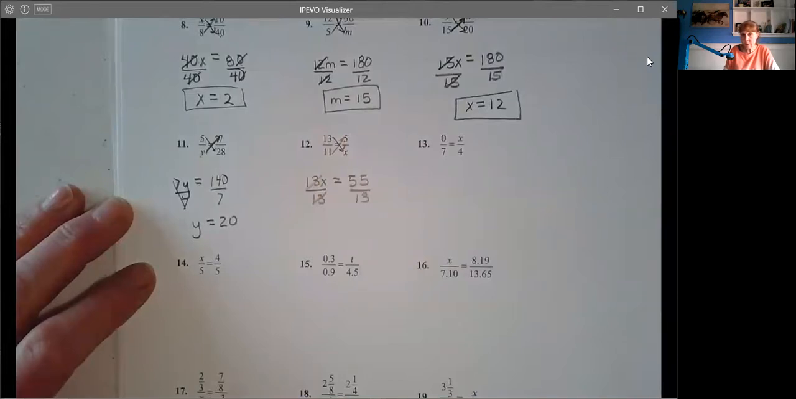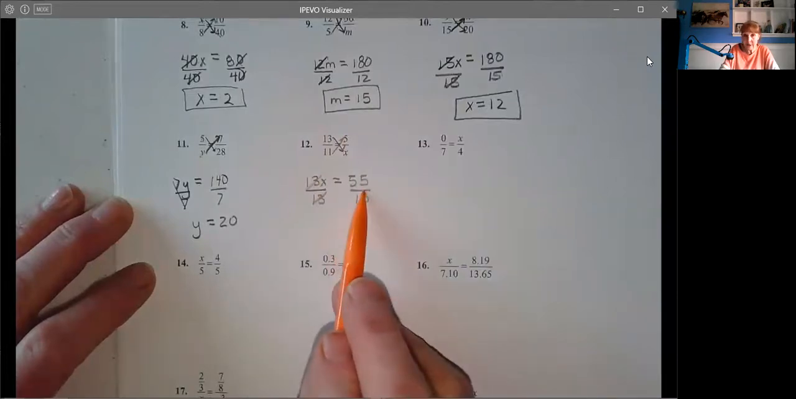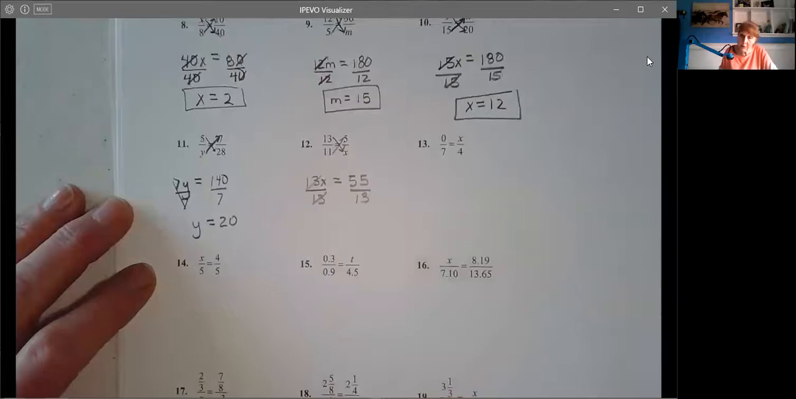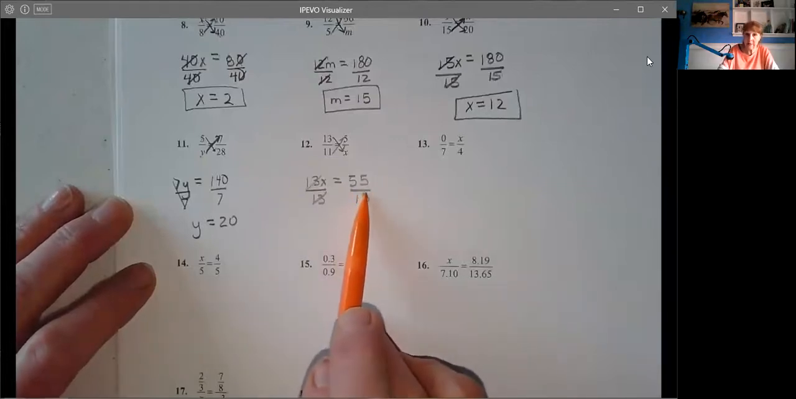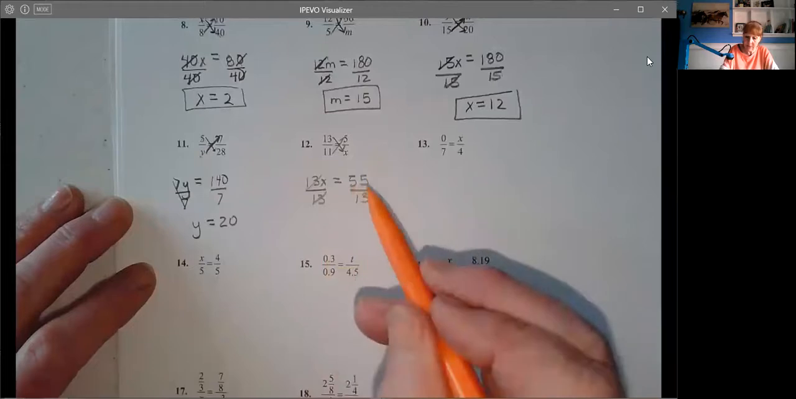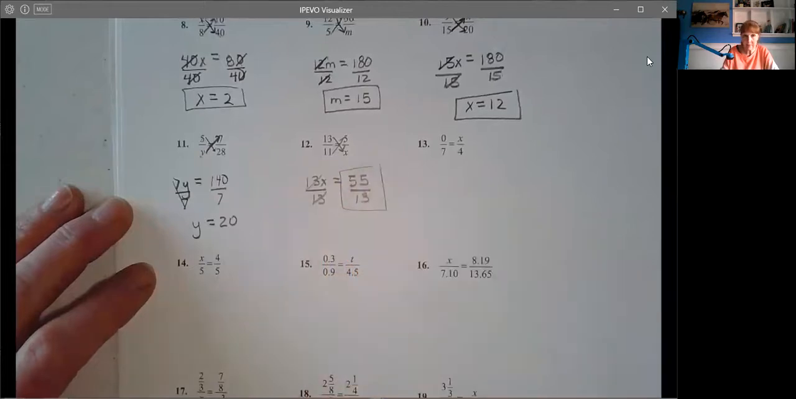So what we'll do is we're going to leave it like a fraction. Unless they tell you to make it a mixed number, leave it as a fraction, and that is reduced. So that would be your answer. It's not as pretty as the other ones, but it is an answer. Let's do 13.